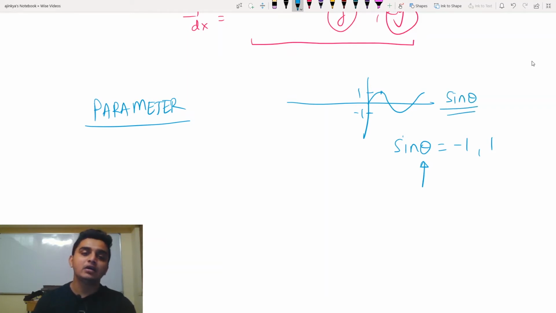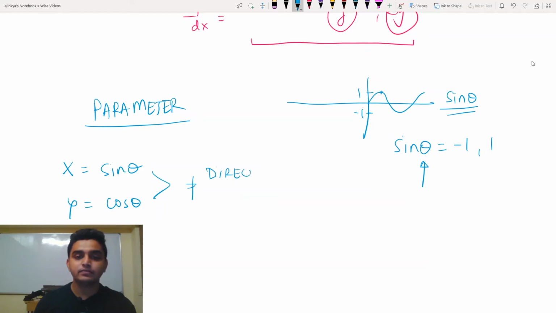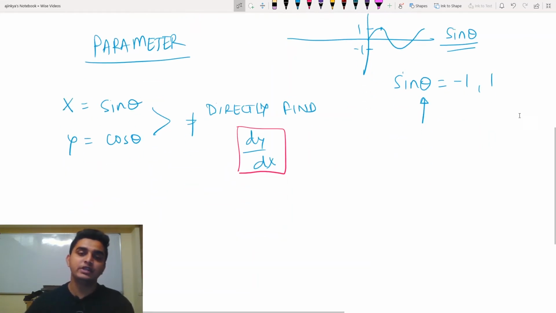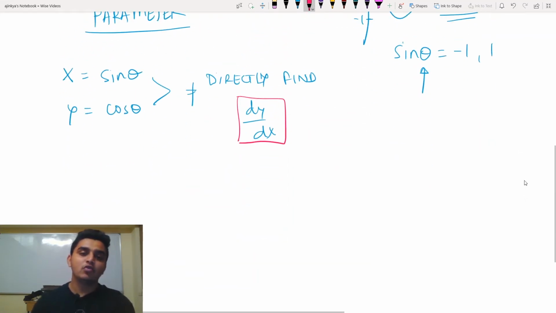It is the theta. So what is parametric differentiation? Let's say you have x equals sine of theta and y equals cos of theta. In this case you cannot directly find dy upon dx, right? And this is our required equation, this is what we always want, which is the differentiation. So in this case, what are we going to use?